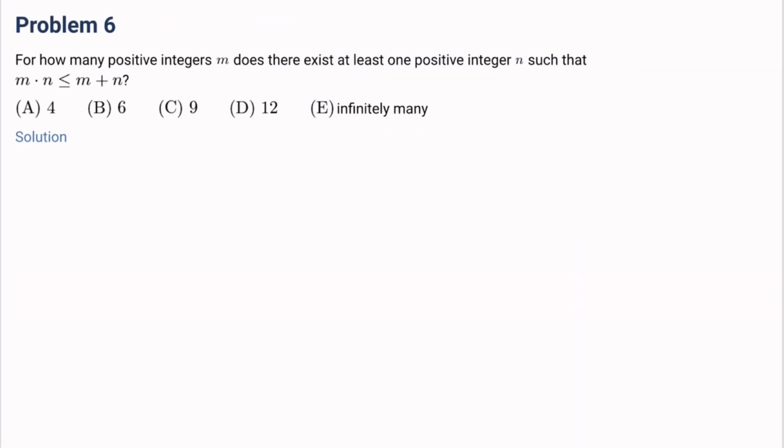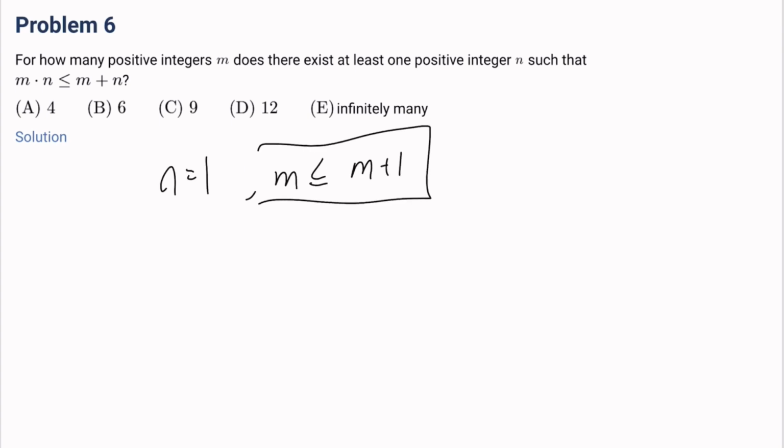Number 6, for how many positive integers m does there exist at least one positive integer n such that m times n is less than or equal to m plus n? Okay, so there's two ways of looking at this problem, and one is, like, you could just see it right away. Like, if n equals 1, then that means just m is less than or equal to m plus 1, and that's always going to be true, right?